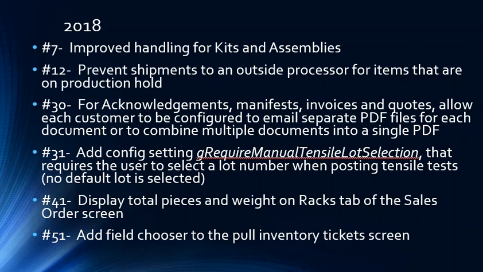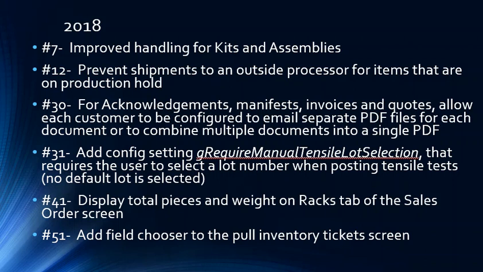Wish list number 30, for acknowledgments, manifests, invoices, and quotes, allow each customer to be configured to email separate PDF files for each document or combine multiple documents into a single PDF. Previously, it was configured one way or the other. All of your documents that were emailed would either be set to send individually or they would all be set to send as one email, one attachment per email. Now you can set your system setting to one setting and set individual customers to have a different configuration for how they want to receive their emailed documents.